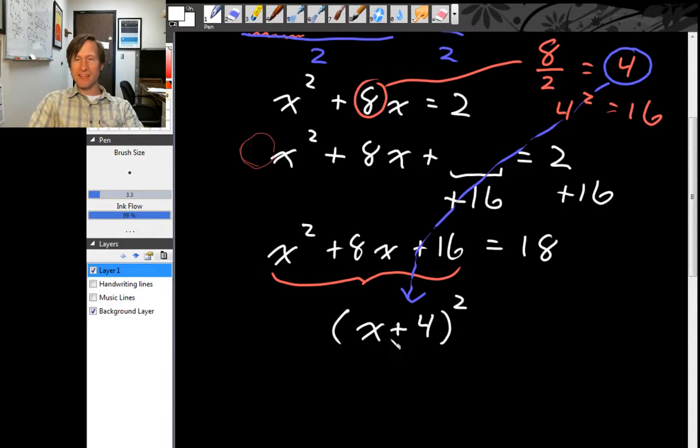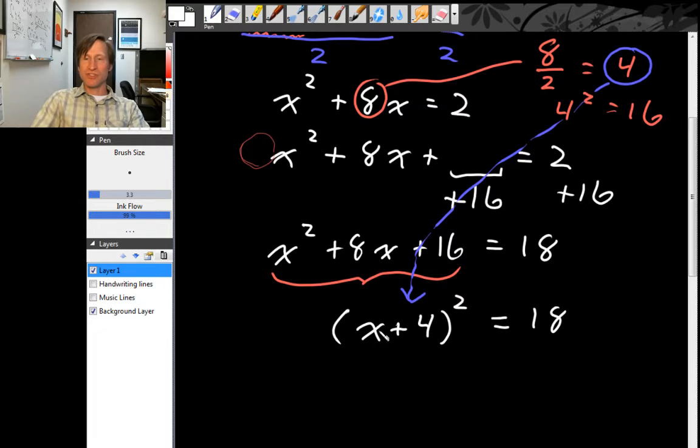If you multiply this x plus 4 squared back out, you get x times x, which is x squared. You get x times 4 and 4 times x, which is 8x total, and then 4 times 4 is 16. So this left-hand side really is the perfect square, x plus 4 all squared. So we have x plus 4 squared equals 18.